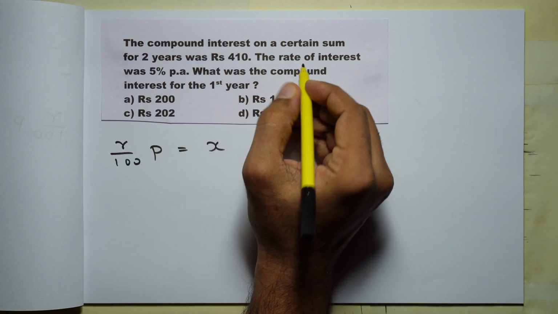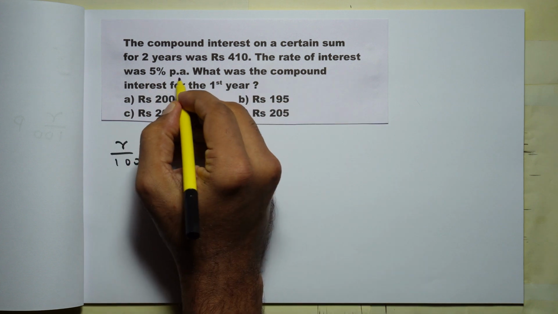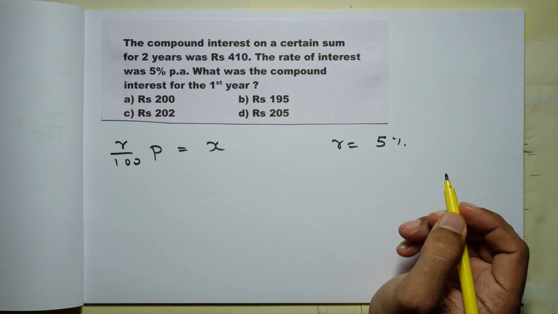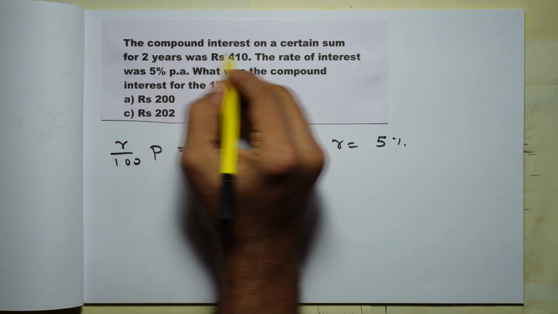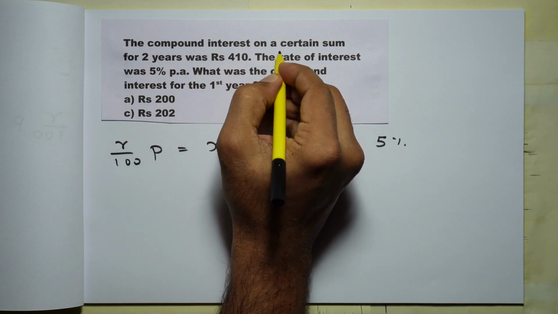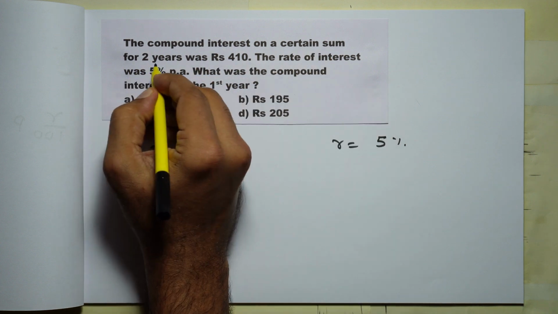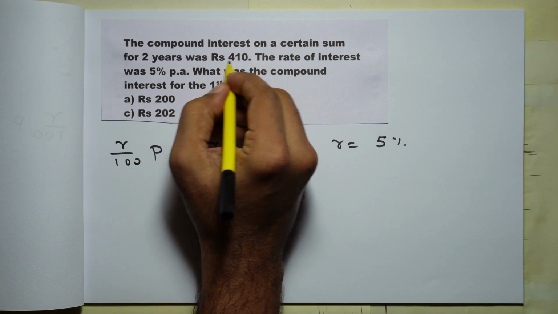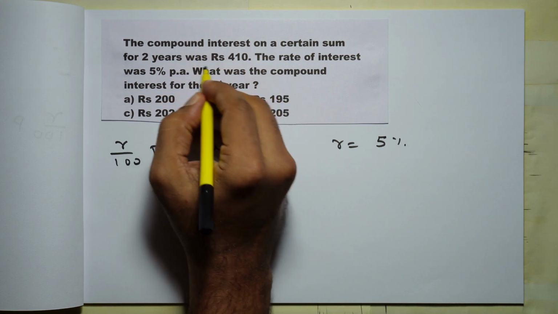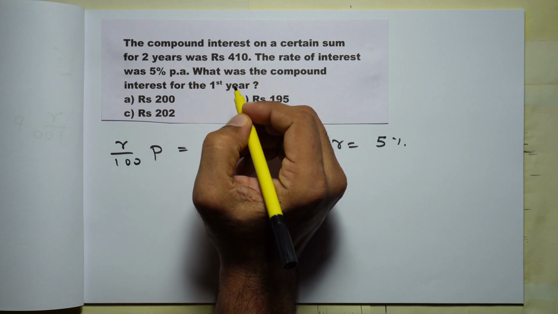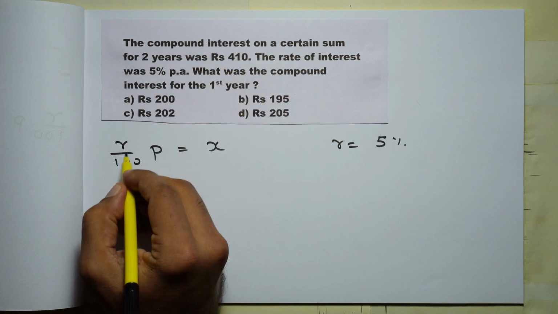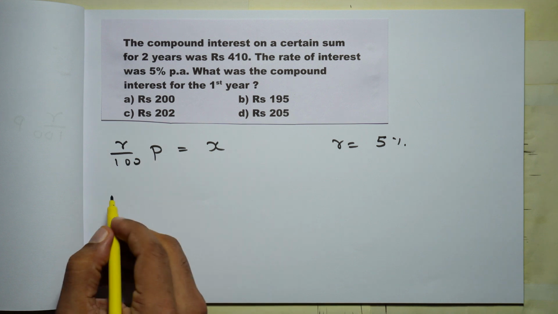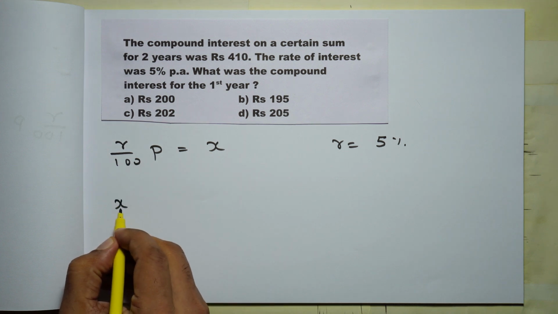Now the other information given is the rate of interest was 5% per year. So R is equal to 5% per year. Now the initial data given is the compound interest on a certain sum for 2 years was 410. So we'll just form the equation for that. Compound interest for 2 years was 410. Now first year's compound interest is R% of principal, that we have taken as X. So first year's compound interest is X.